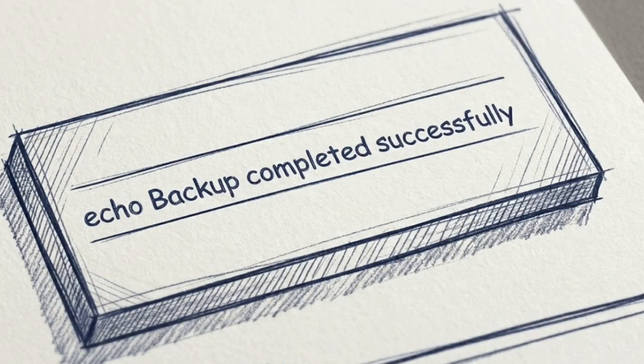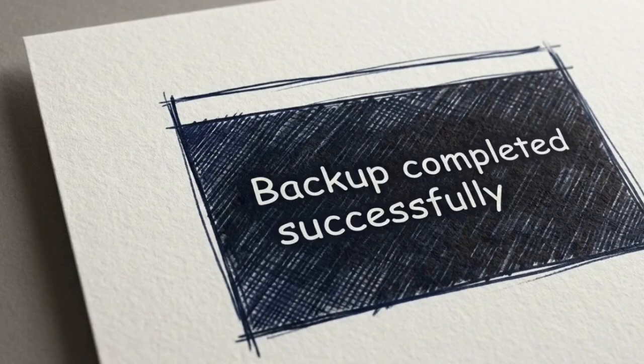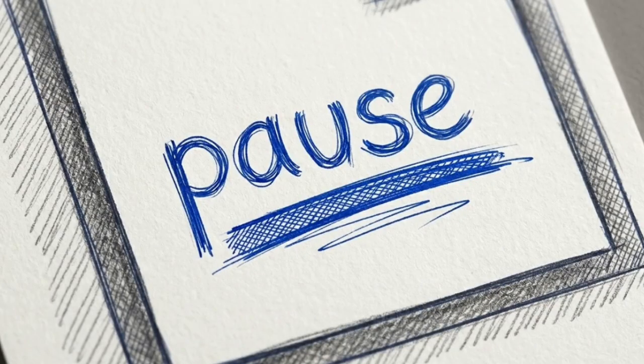On the third line, type echo, followed by a space and the phrase "backup completed successfully." This prints a clear, human-readable confirmation message in the terminal when the data finishes transferring. On the fourth and final line, type pause. This pauses the batch file execution. Without this, the terminal window will instantly vanish when the transfer finishes, giving you 0 time to read your success message or check for errors.